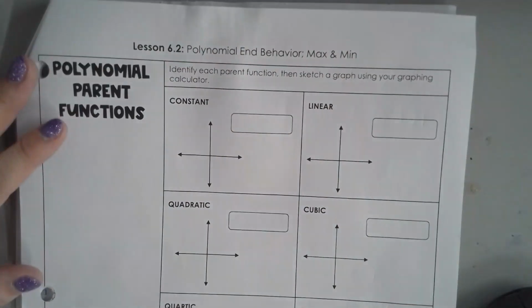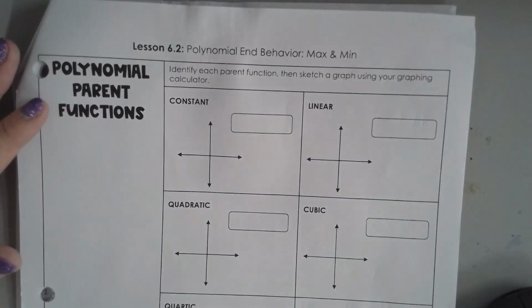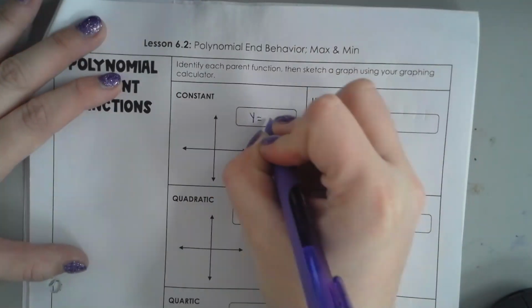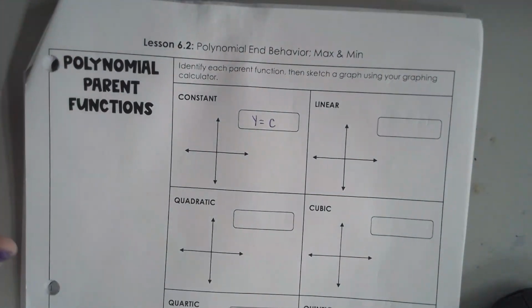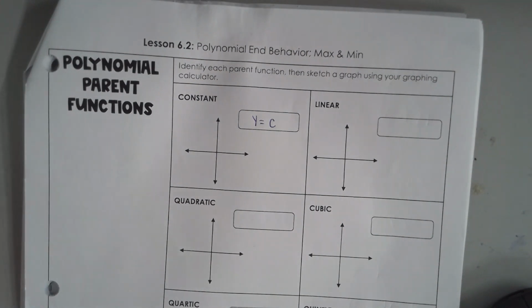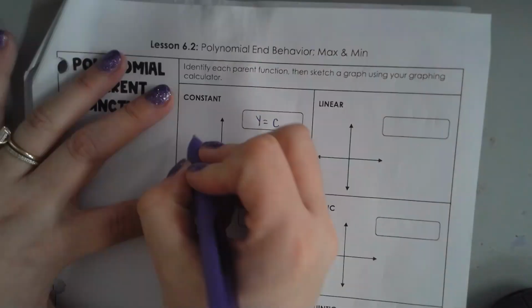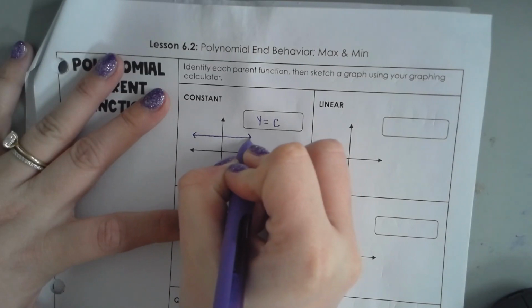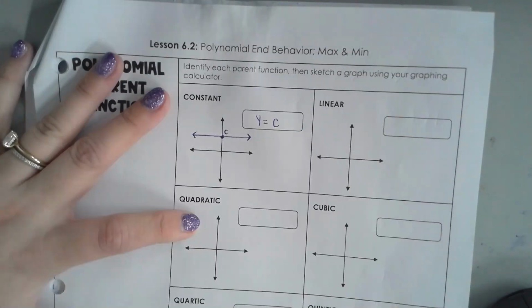A constant, remember, is just a number. So if you have y equals c, we call that y equals a constant. If you have like y equals 5 or y equals -3, you're just going to have a horizontal line that crosses through c.